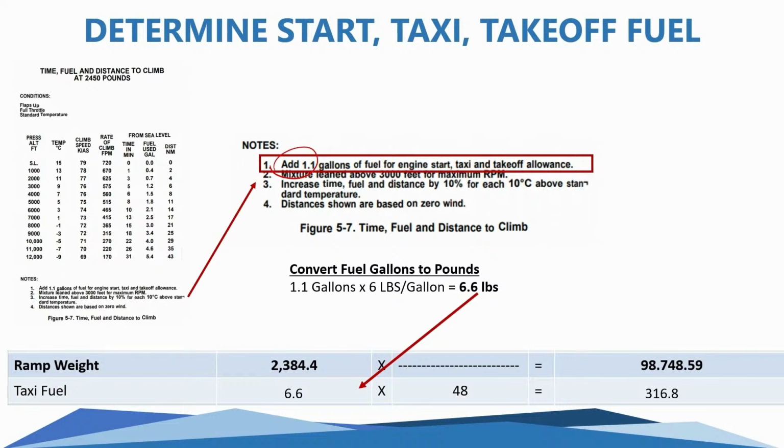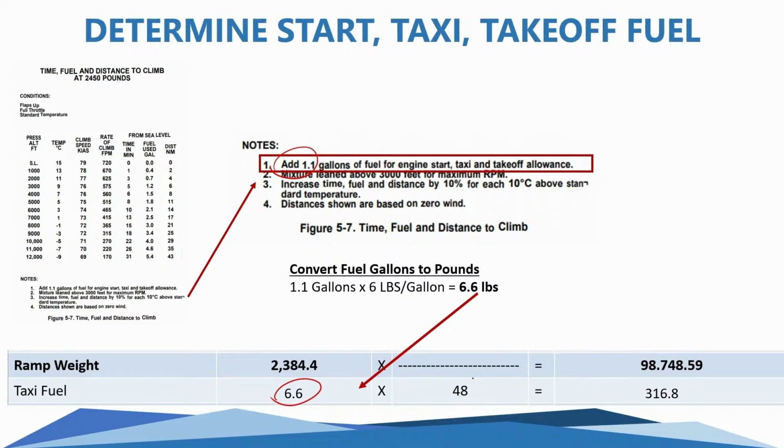In the event you're at a busier airport, maybe you're flying at Van Nuys and you know it always takes 30 minutes to get off the ground, you can always increase that value. We're going to go with the book value here. Once again, I can't use 1.1, so I'm going to multiply that by 6 pounds. That gives me my 6.6. I know that it's at station 48 because that's where the fuel is located.